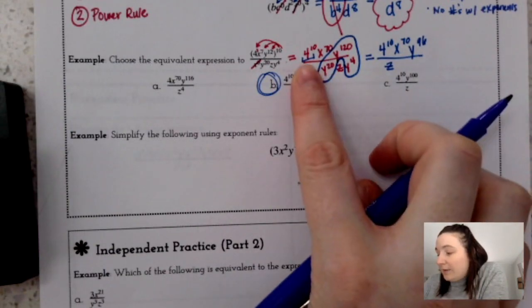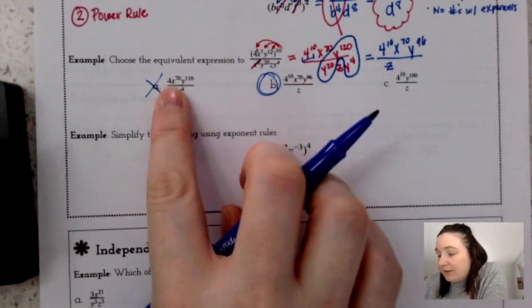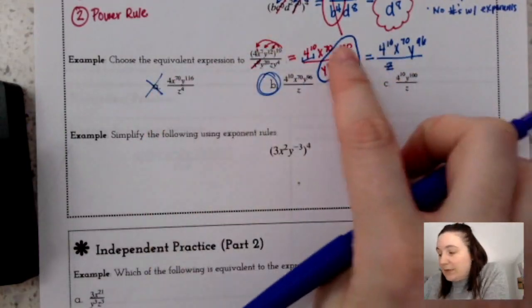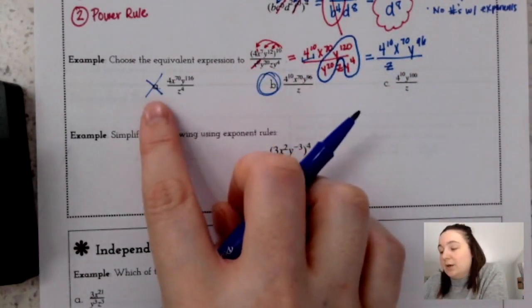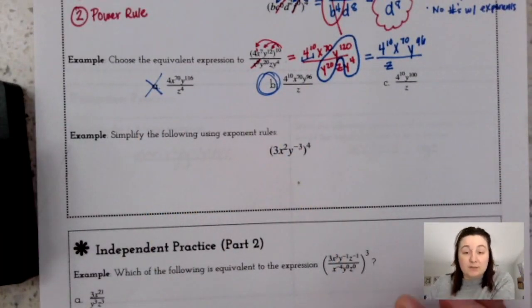Now I could have automatically, after the first step, gotten rid of option A, because you see how this 4 doesn't have an exponent? Well, we know the 4 needs an exponent of 10, so automatically this one was gone, which makes me more confident that B is the correct answer.